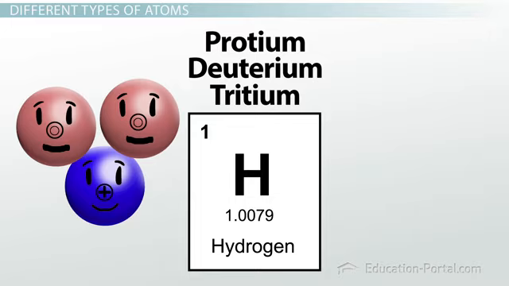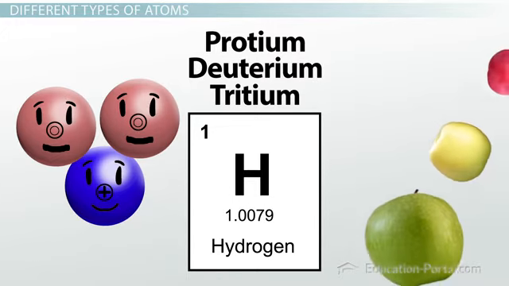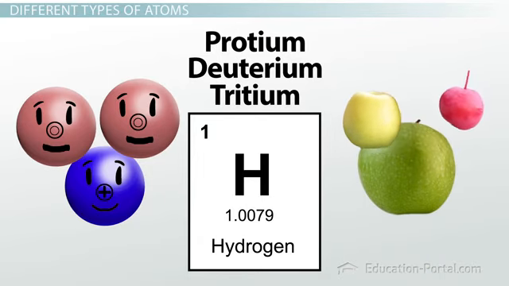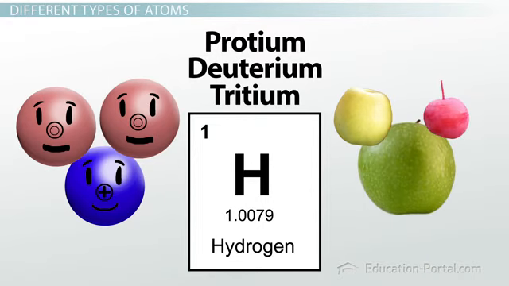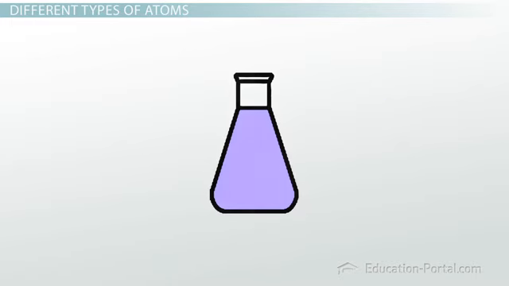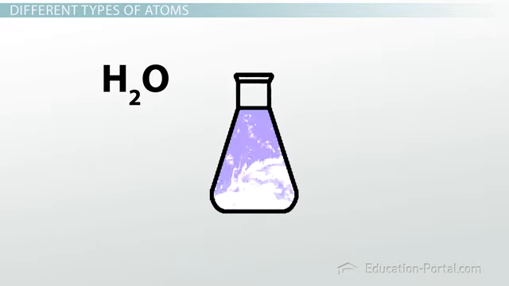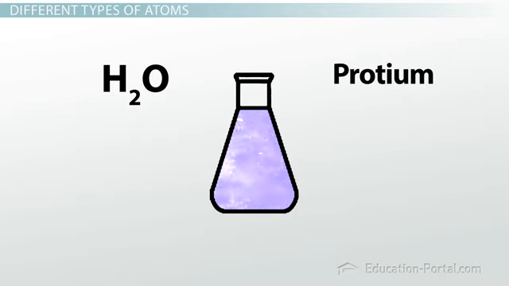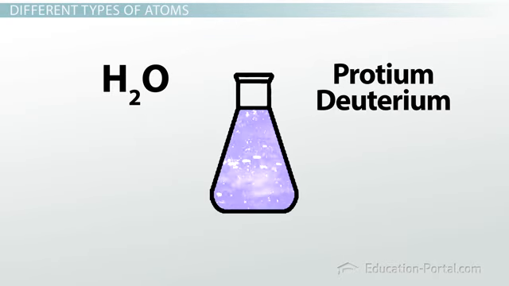Remember that these 3 isotopes are all chemically the same, just like our 3 different types of apples are all just apples. They are all still hydrogen atoms, and they will all react the same way. For example, you may know that water, H2O, is made up of 2 hydrogen atoms and 1 oxygen atom. What you may not know is that although most of the water you drink contains the protium isotope of hydrogen, there are a few molecules in your glass that will contain the heavier deuterium isotope.